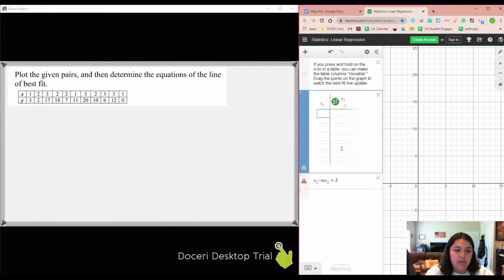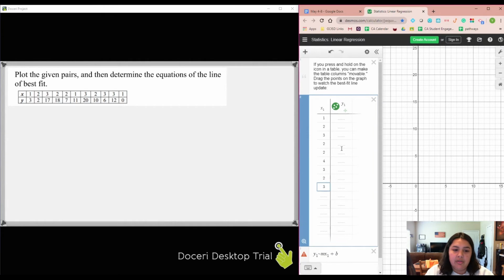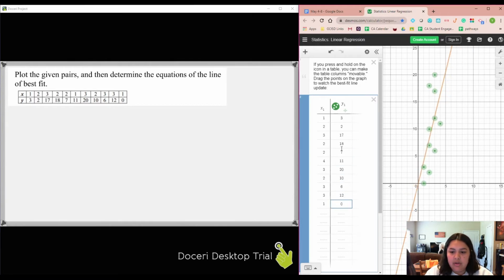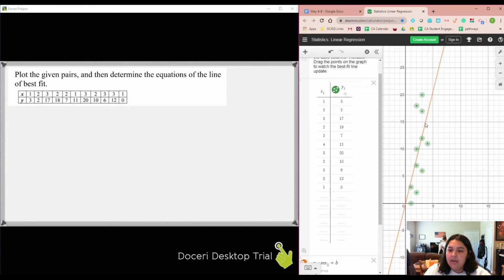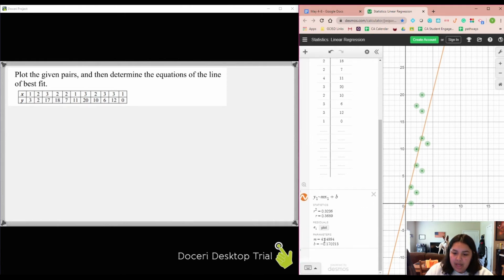For my x values, I have 1, 2, 3, 2, 2, 1, 3, 2, 3, 3 and 1. For my y values, I have 3, 2, 17, 18, 7, 11, 20, 10, 6, 12, and 0. It might take a while to plug those in, but here we have all the points, and that's my first step: plug all the points into the calculator. Once we have everything, we scroll down, and we have m and b right here.